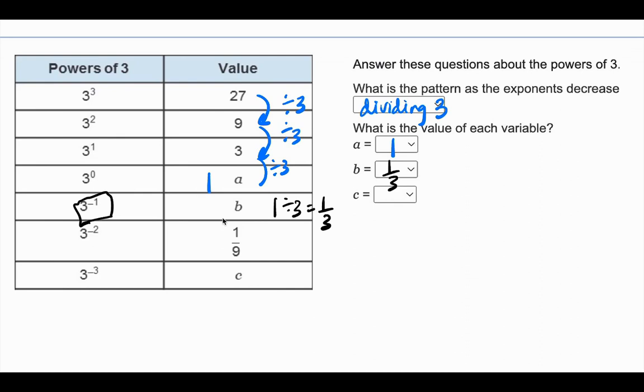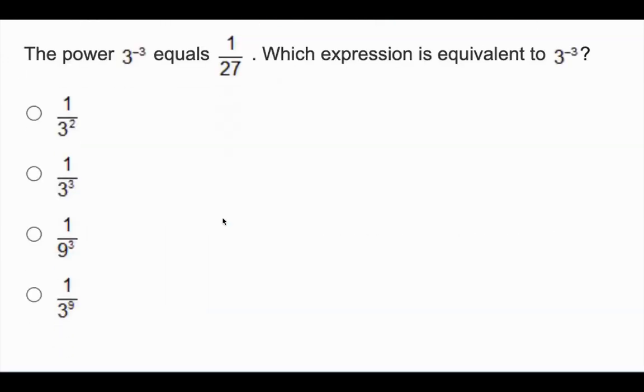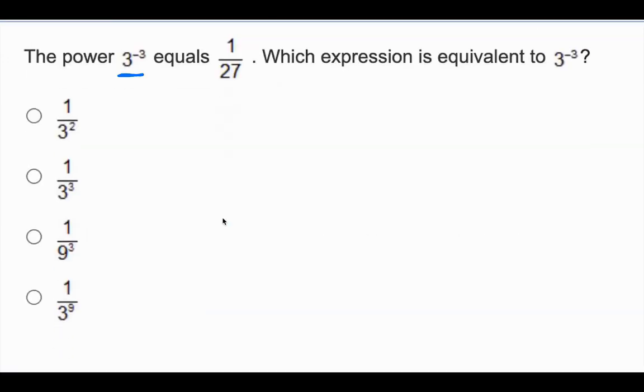And 3 to the negative 2 is 1/3 divided by 3. And when we have fractions, we multiply by the reciprocal, remember? So the reciprocal of 3 is 1/3. So that's the same thing as 1/3 times 1/3, which is 1/9. That's what we get here. And so 3 to the negative 3 would be 1 over 27. So that's how we come to these rules of negative and zero exponents. So the power 3 to the negative 3 equals 1 over 27.